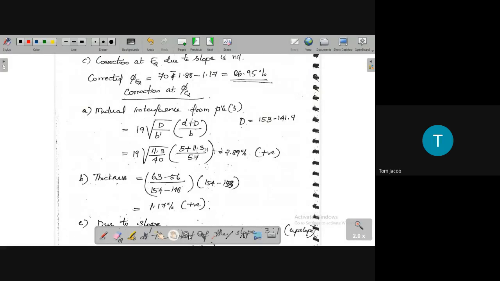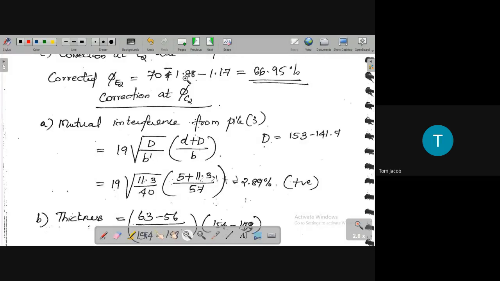So next we are moving on to correction for phi C. What we found out now was correction for phi E. Next we need to find out correction for phi C. For that, the interference is from pile 3. Let's see the figure.